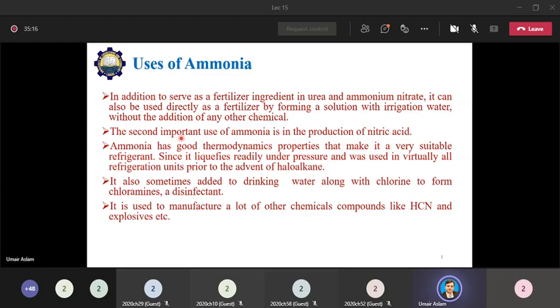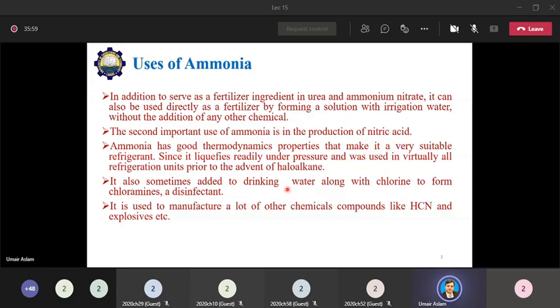The second important use of ammonia is in the production of nitric acid, which we just discussed. The third important use of ammonia is as a refrigerant because it has very good thermodynamic properties, and it can be liquefied very easily under pressure. But because of its adverse effects, like its pungent smell and its toxic and corrosive nature, ammonia is now replaced by haloalkanes as a refrigerant. We can use ammonia in the formation of the disinfectant chloramines, which is used to treat wastewater.